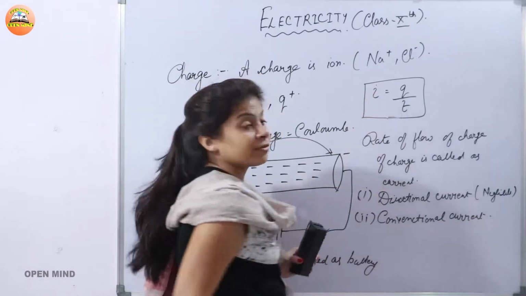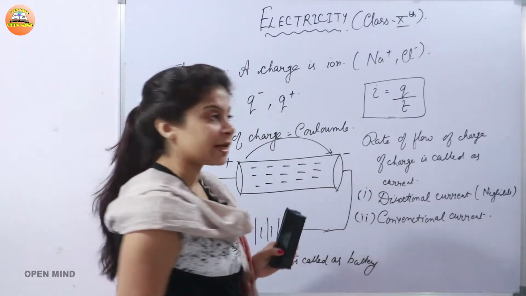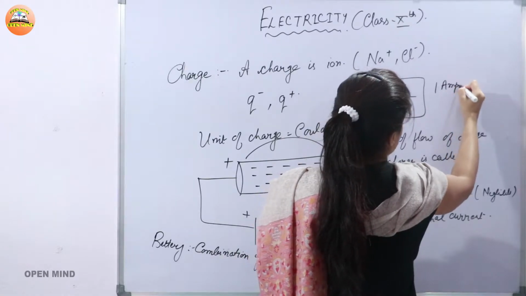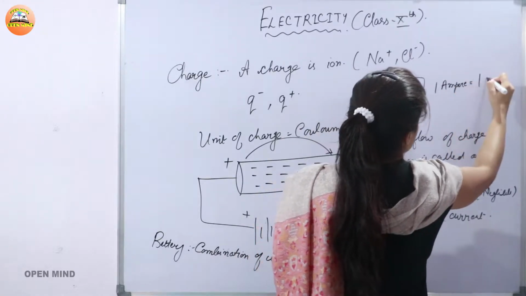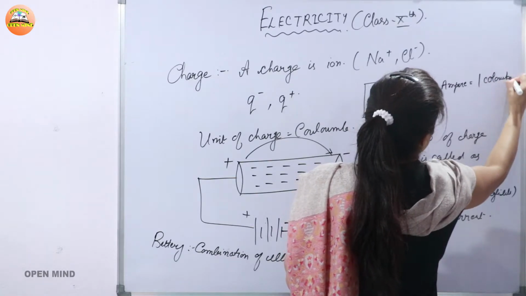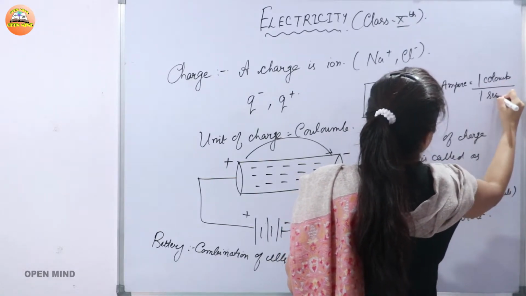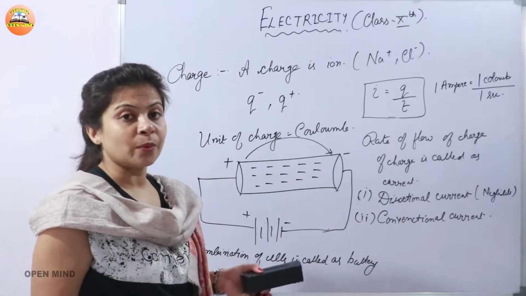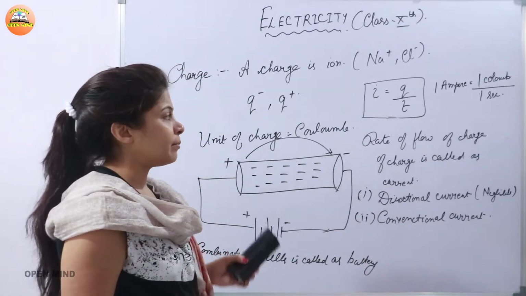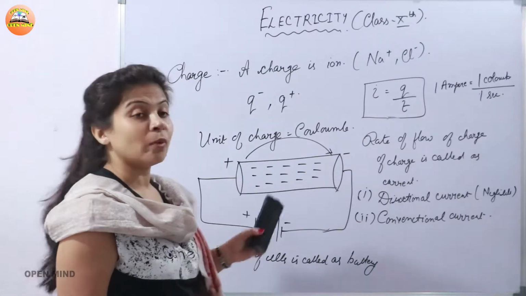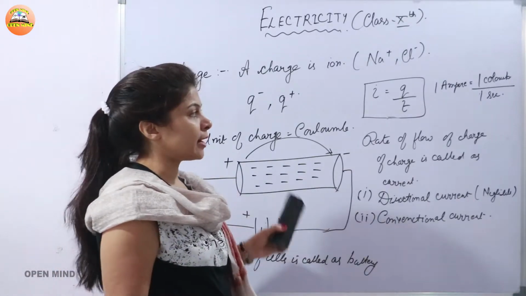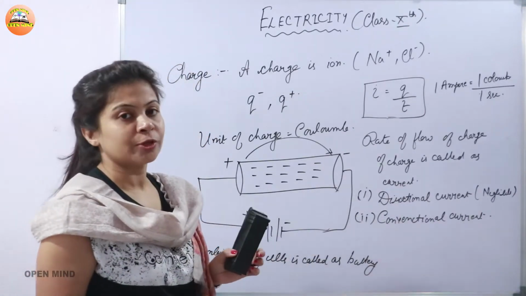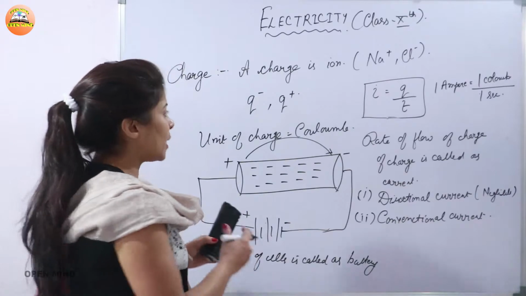Now what is the unit of current? The unit of current is called as ampere. So it is called as 1 ampere. So 1 ampere is equals to 1 coulomb by 1 second. So if someone asks you the question that define 1 ampere, so what is 1 ampere? So when 1 coulomb of charge flows through the conductor in 1 second, then the amount of current flowing through the conductor is said to be 1 ampere.